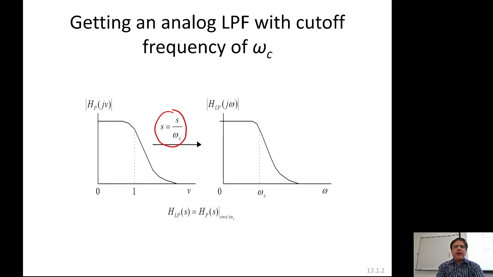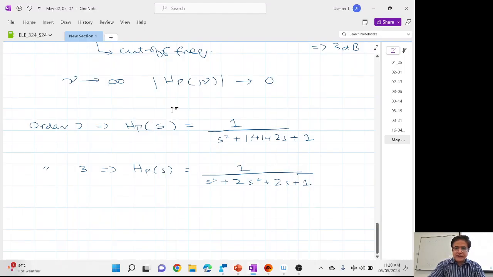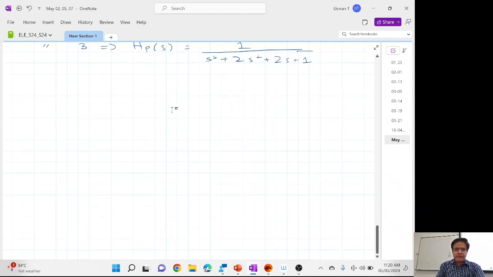So if I start with the low pass prototype filter, whose cutoff frequency is 1 radians per second, and I just replace s with s over omega c, the new cutoff frequency is going to be omega c radians per second. Okay, so that is our claim, and let's verify it.